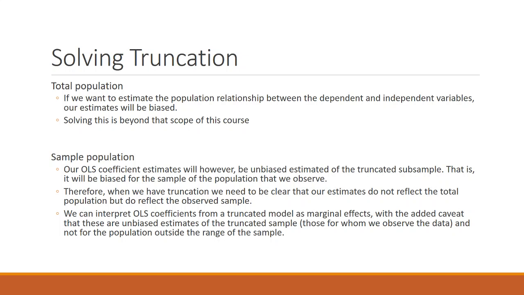So when we interpret OLS coefficients from a truncated model, we can interpret them as marginal effects, just as normal, but we need to add this additional caveat that they're only unbiased estimates for the truncated sample. That is, for the population that is represented by the data that we have, and not for the population that is outside of the range of the sample. We can talk about that a little bit more when we get into Stata.